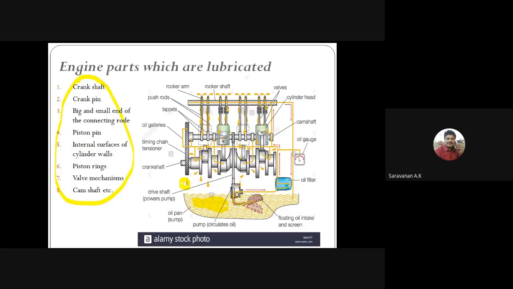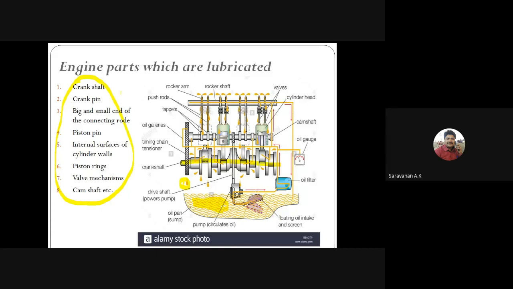So the first part is the crankshaft. The crankshaft will get the lubricant. This is a 2 mark question, that's all: in which parts will the lubricant be present. A simple 2 mark question.